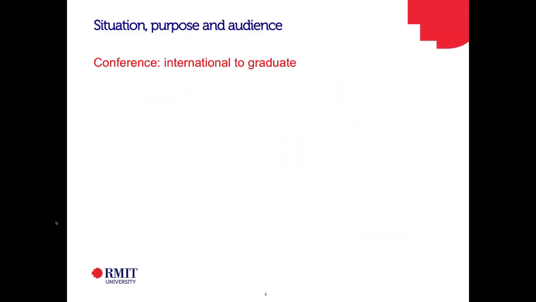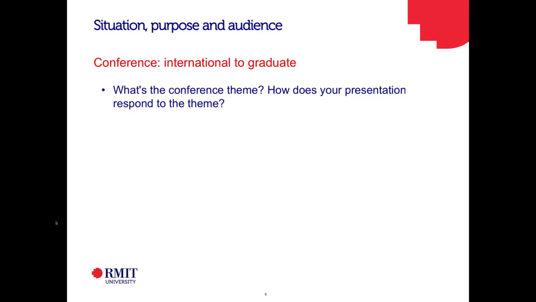The next 3 slides give some examples of situation, purpose, and audience. It makes clear the differences between an international and a graduate conference and the differences for each PhD milestone review. For a conference, whether international or graduate, you need to identify key information such as the conference theme and work out how your presentation will fit in with the theme. You also need to work out whether the organisers want you to stick very close to this theme or whether they're happy for a much looser connection.